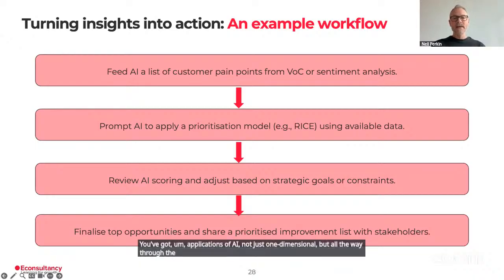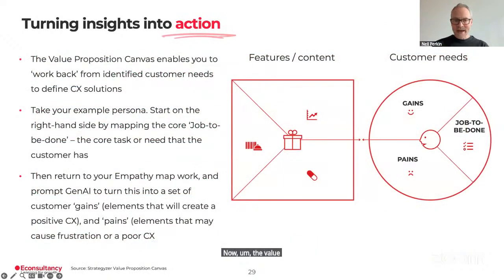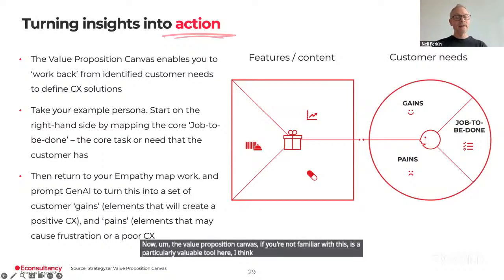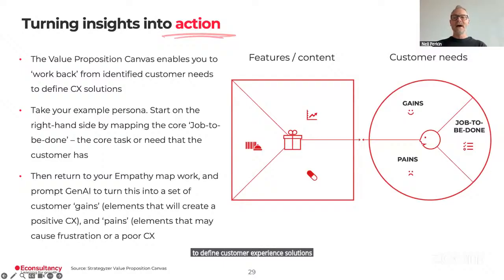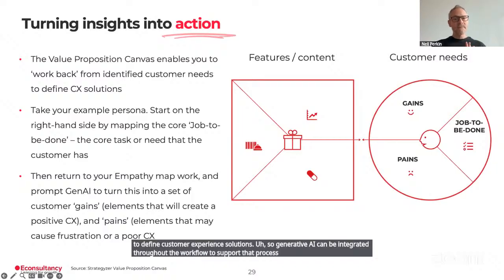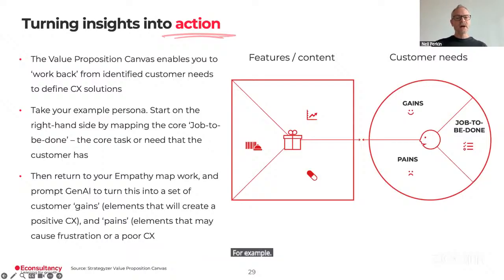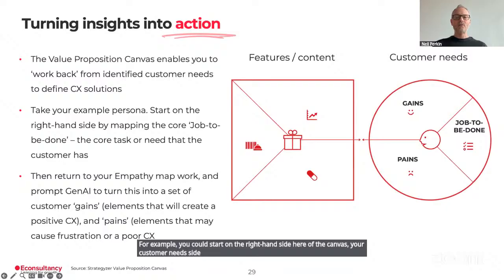Now, the value proposition canvas, if you're not familiar with this, is a particularly valuable tool here, I think, in enabling marketers to work back from identified customer needs to define customer experience solutions. So generative AI can be integrated throughout the workflow to support that process. So you might begin with your example persona and a scenario, perhaps, which you would like to consider. So for example, you could start on the right-hand side here of the canvas, your customer needs side, and map out relevant needs that the persona may have in this situation.